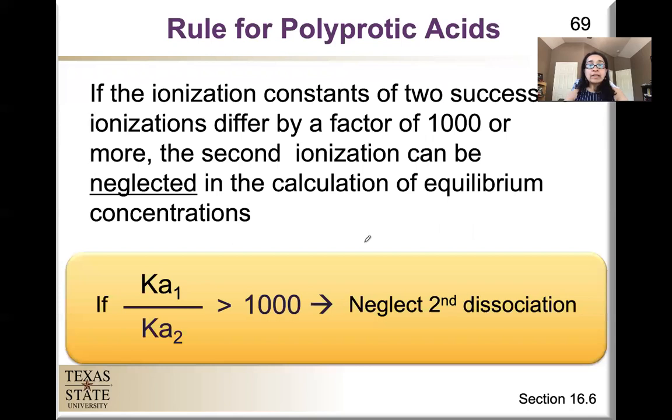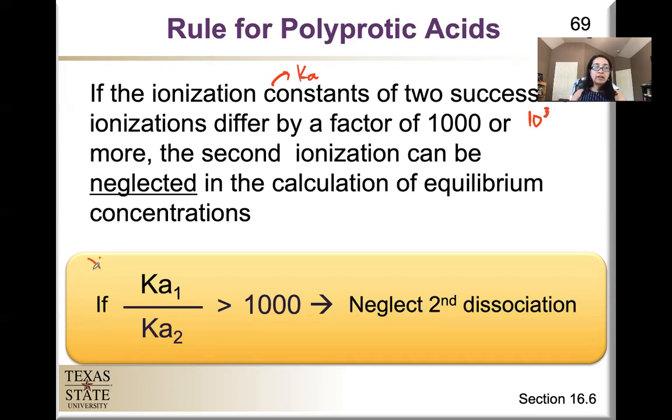Okay. So the rule for dealing with polyprotic acids. If the ionization constants, meaning the Kas, of 2 successive ionizations differ by a factor of 1,000 or more, 1,000 is 10 to the 3, basically. If it's 10 to the 3 difference between those two or more, then we can ignore the second ionization or the third for that matter in the calculation.